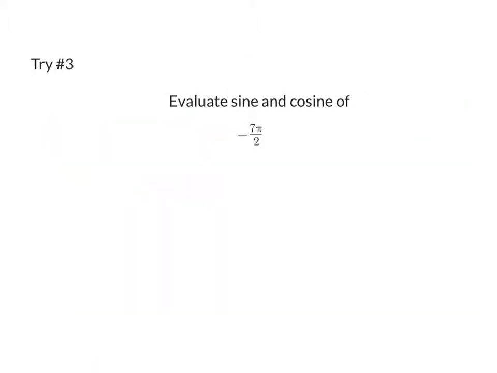Again, we're going to go ahead and try to evaluate the sine and cosine of negative 7 pi over 2. Again, negative 7 pi over 2 is way too far. First of all, it's negative, so we don't want to even deal with the fact that it's negative. So we're going to add 2 pi to that. So if we add 2 pi, it needs a common denominator, so I'm going to multiply by 2 over 2. So that's negative 7 pi over 2 plus 4 pi over 2. However, it's still negative. I get negative 3 pi over 2.